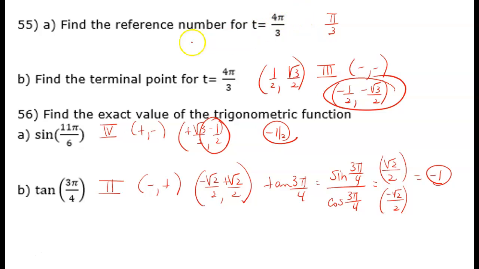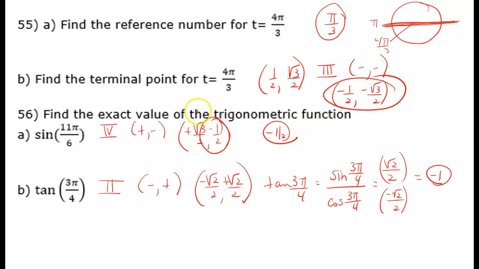Okay, the first one, your reference number for this one's going to be pi over 3, and that's basically, if I'm thinking about this, 4 pi over 3 is over here. This is pi, so your reference number is always the difference or how far it is off the x-axis. So this particular one would have been pi over 3 off the x-axis, and that's where you get your reference number.